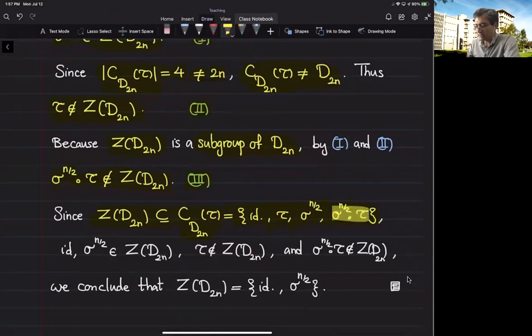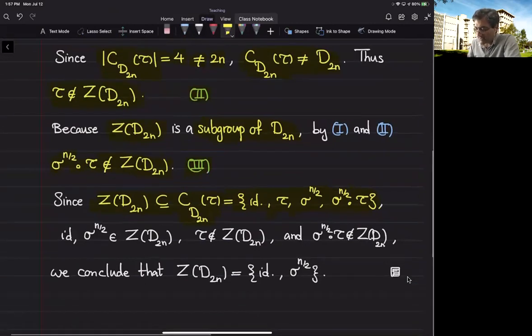So this is not in the center, this is not in the center, this is in the center, this is in the center, and these are the only possible elements that can be in the center. So altogether, we get the desired equality. So altogether, we have that the center of the dihedral group is trivial if n is odd, and the center of the dihedral group D sub 2n contains precisely 2 elements, identity and the 180 rotation, if and only if n is even.